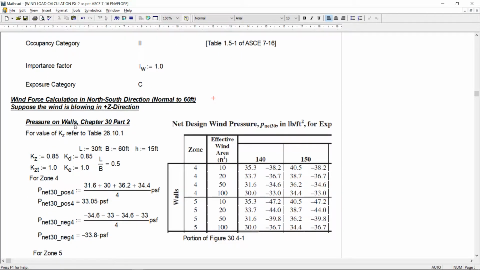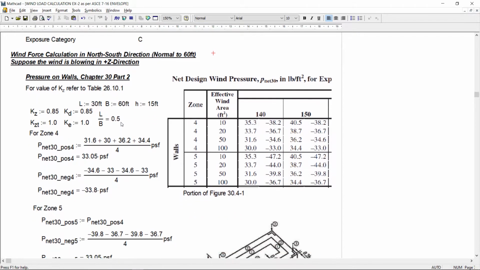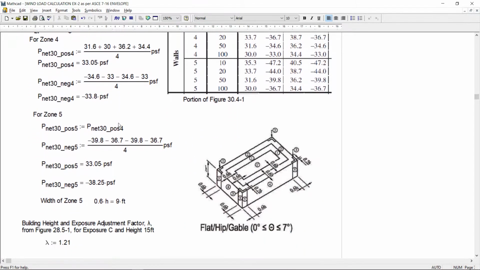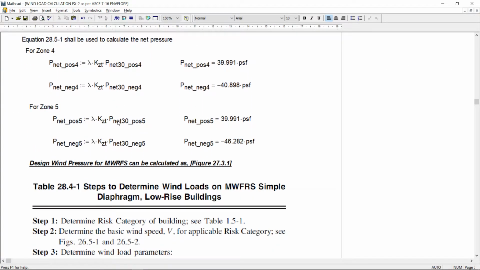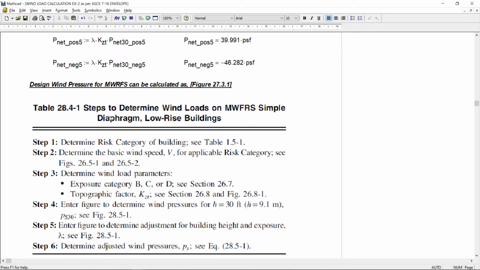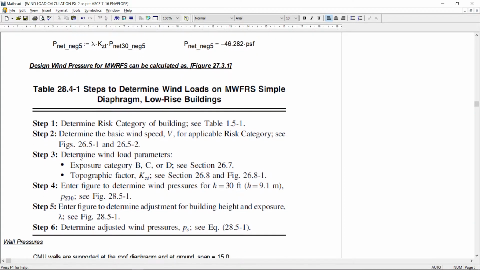Now pressure on the wall, chapter 30, part 2. This is for component cladding. I'll come back to this portion. Let us go to main wind resisting frame system, which is calculated as per figure 27.3.1, which is reproduced over here.